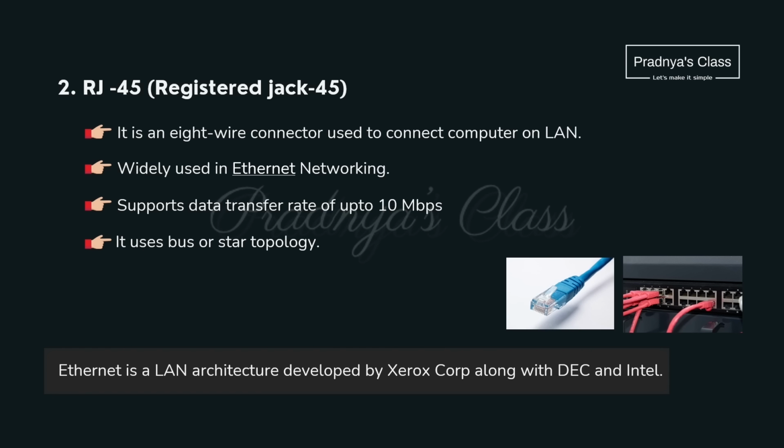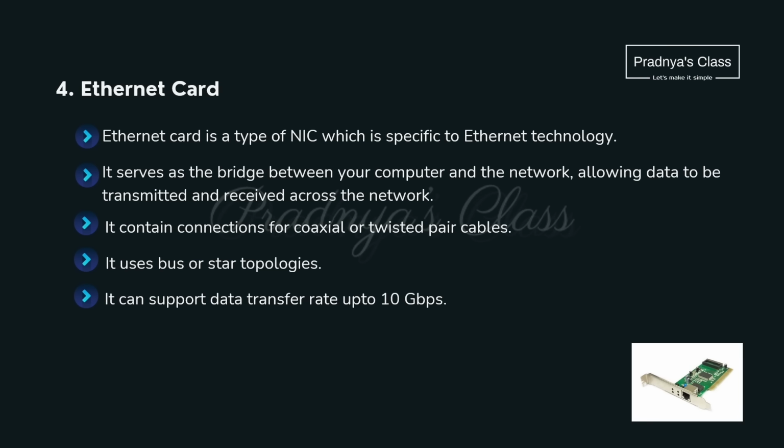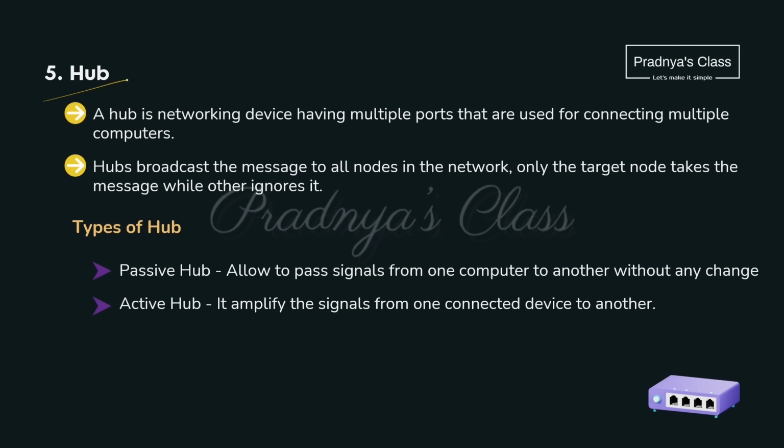RJ45, I don't think it is important. Let's proceed. The second one is the network interface card. This also we will skip. We have one more device, that is the Ethernet card. It is a type of NIC card. This device is important, that is the hub. The device will look like this, which will have multiple ports so that you can connect multiple devices to it.